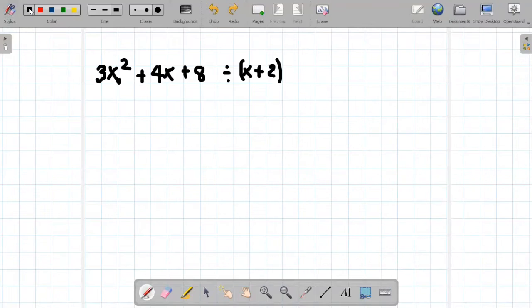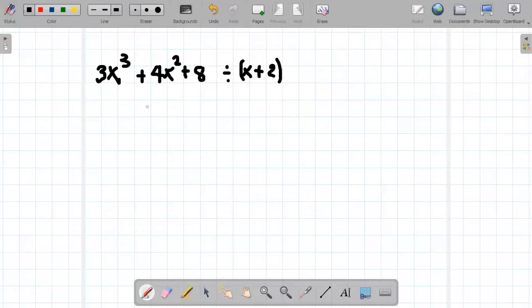So, the first step is, if for example, you're given the polynomial 3x squared plus 4x plus 8, to be divided by x plus 2, step 1 is, arrange the coefficients of the polynomial, or the dividend, in descending powers of x. So the exponents should be arranged. It should be 3, not 2. Okay. And then this one is squared.